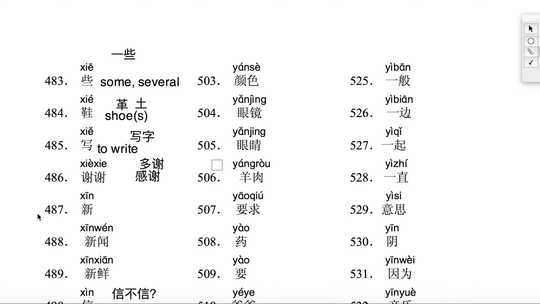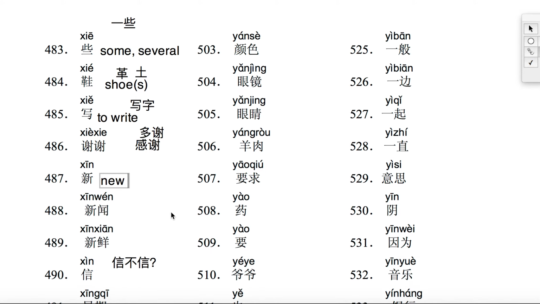Okay. 487. 新. 新 means new. And what about the next one? 488. 新闻. 闻 means to listen. Okay, there's another listen. It's called 听. Yes. But this one is also listen, or heard. I've heard. Okay. This one.